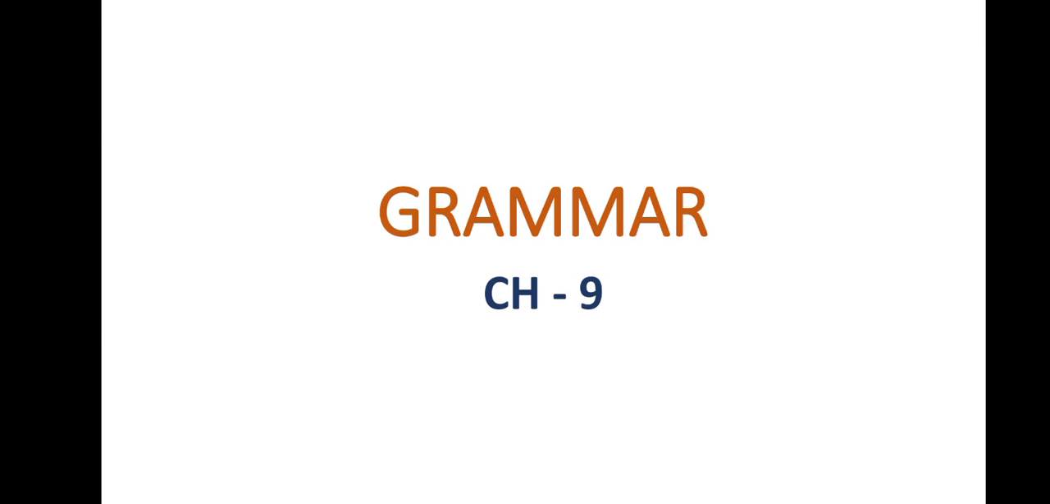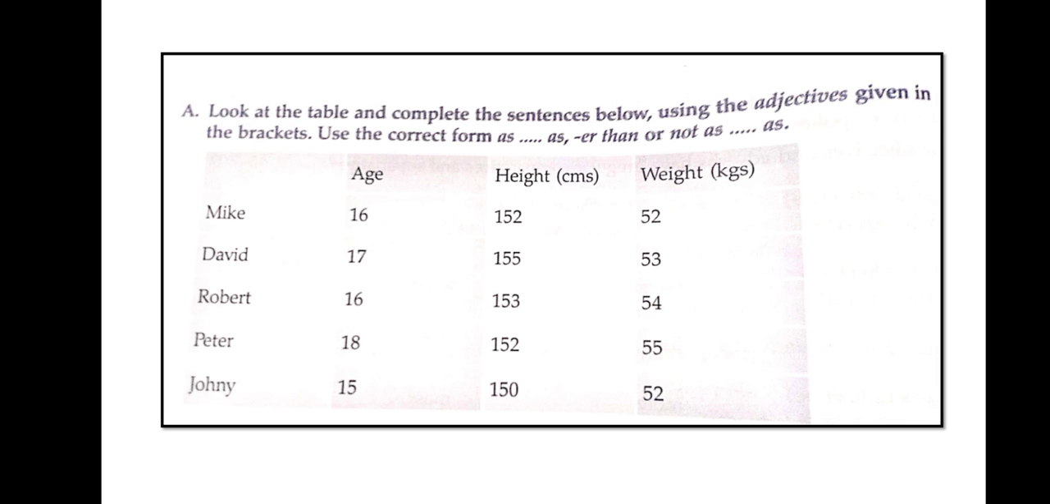I request you all, before we start this exercise, please open your grammar class textbook, page number 78. See here, children, exercise A. We have a table here. Look at the table and complete the sentences below using the adjectives given in the brackets. Here we have 15 sentences, and in each sentence we have bracket words. So we have to use those bracket words. Use the correct form: as, er than, or not as.